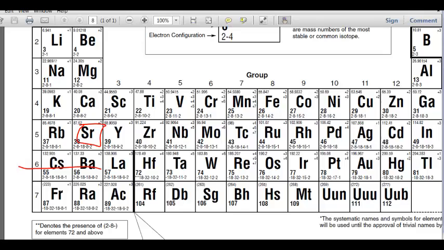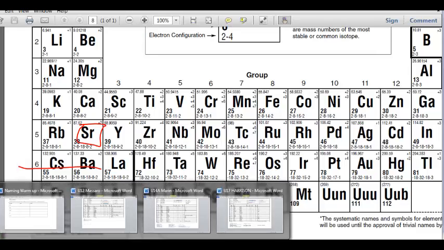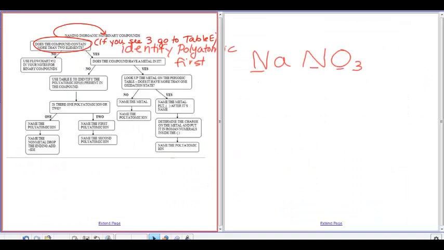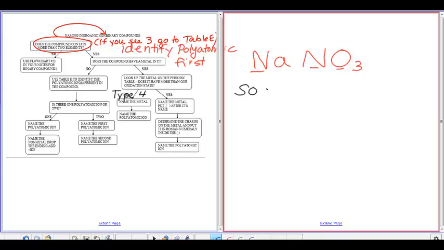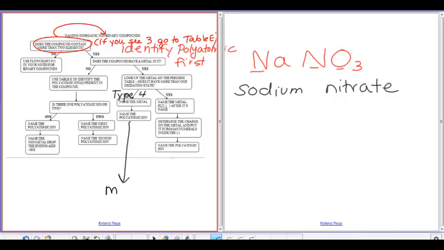Okay, so we have a metal with only one oxidation state with a polyatomic. And so what we do when we name those, we'll call those type 4. Right here, right? We have a metal, yes, and our metal only has one oxidation state. We'll call those type 4. You name your metal, you name your polyatomic. That's why it's wise to identify where your polyatomic is, okay? And if you do have a metal with a polyatomic, the metal will always come first in the formula.